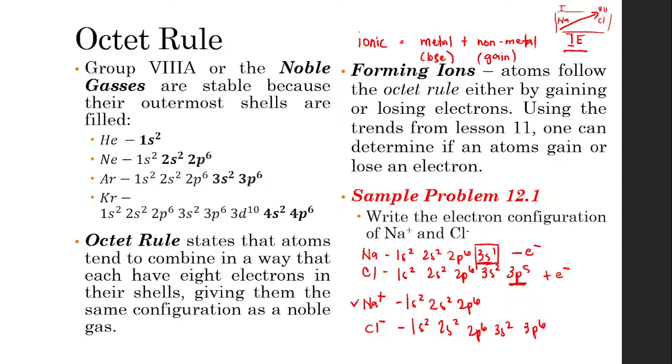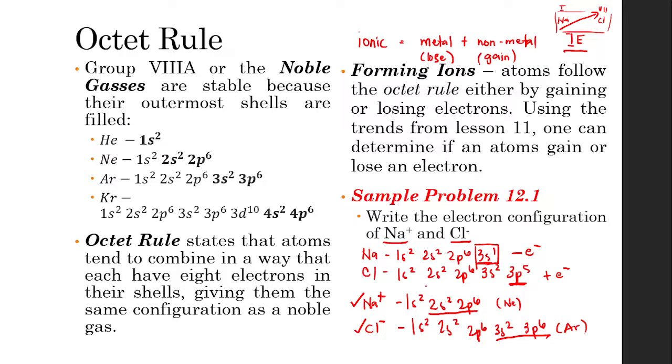And if you notice, since this is the electronic configuration of a positively charged sodium and a negatively charged chlorine, they now follow the octet rule. They have 2s2 and 2p6, which is very similar to neon, and 3s2 and 3p6, which is very similar to argon. So it satisfies the octet rule, which means that if we combine these two, they are very satisfied being together.